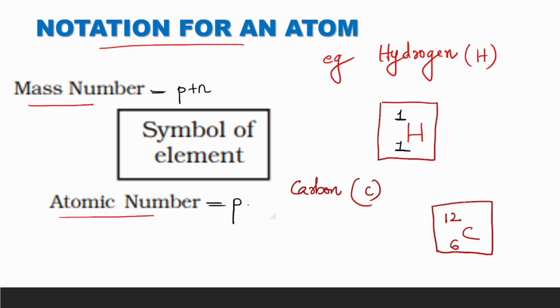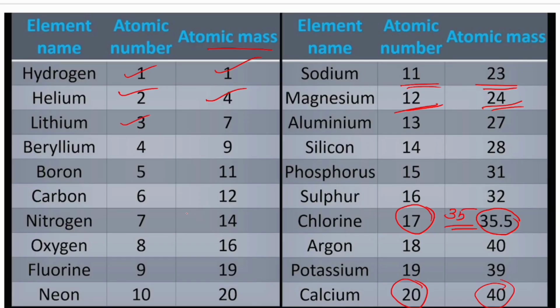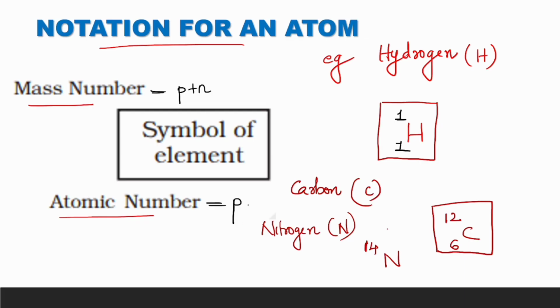The next example is nitrogen. Nitrogen, the symbol is N. First we will write the symbol. On the above side we will write the mass number. We studied that the atomic mass of nitrogen is 14. I hope you remember nitrogen's atomic mass is 14, and the atomic number is 7. So this is how we will denote nitrogen.